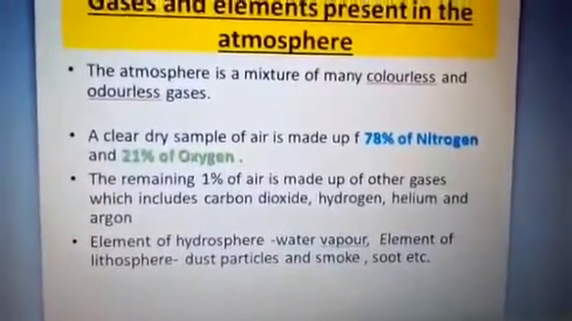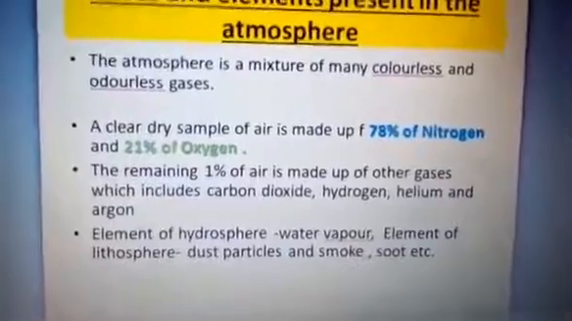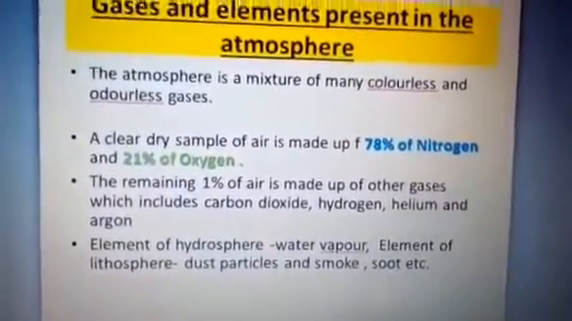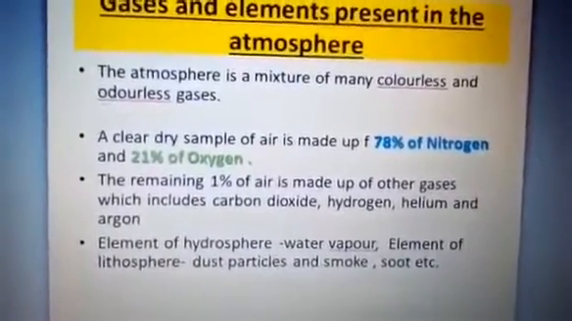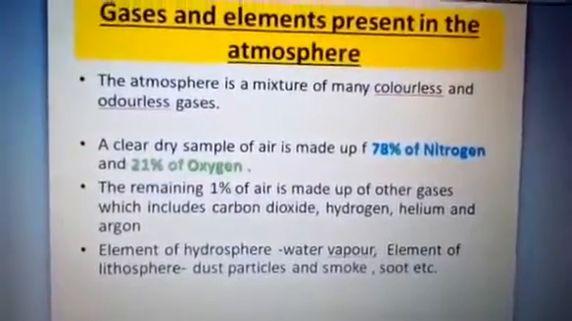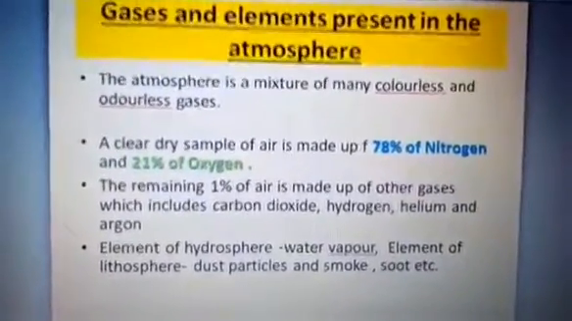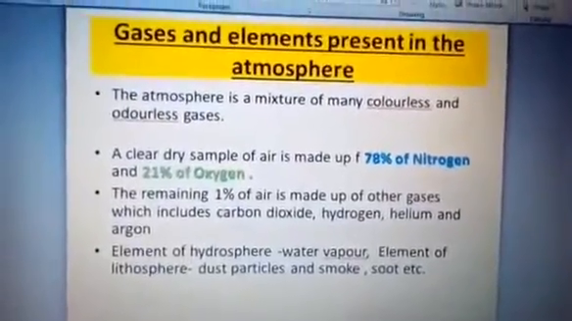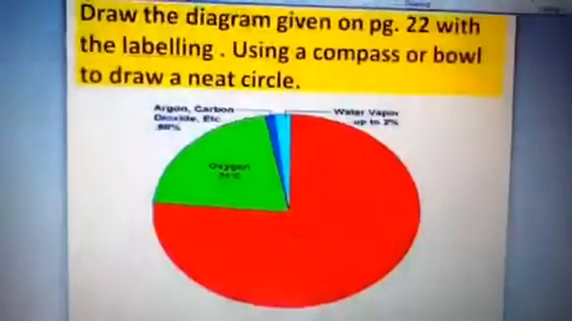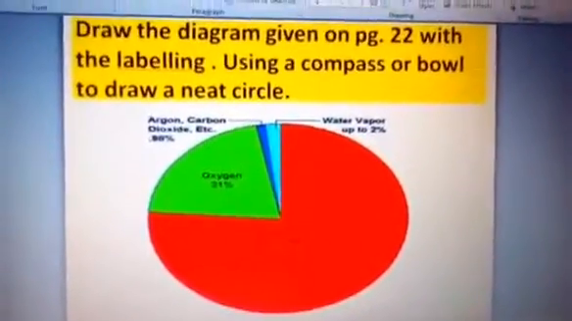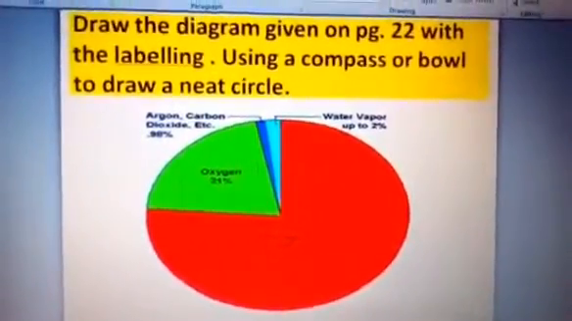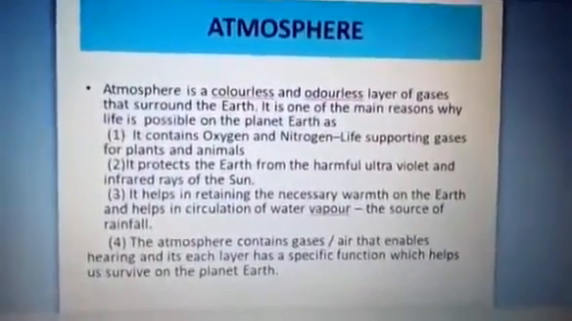Here we also need to understand that apart from the gases, the atmosphere also contains a lot of other elements. That is the element of hydrosphere in the form of water vapor, and the element of lithosphere in the form of dust particles and smoke or soot, etc. If I ask you a question about gases, the answer will be the names of the gases. Elements will be your water vapor, dust particles, and smoke and soot. I hope everybody has made this diagram and learnt it by heart by now.